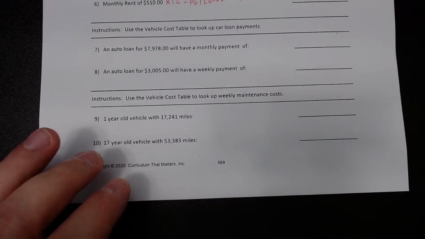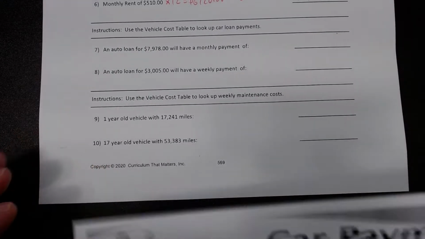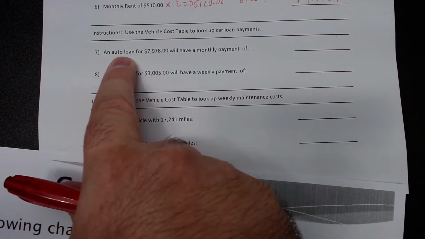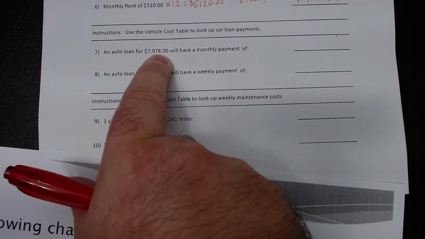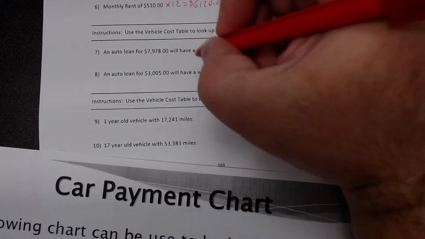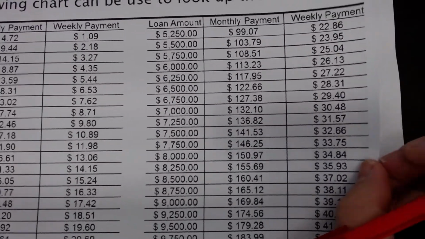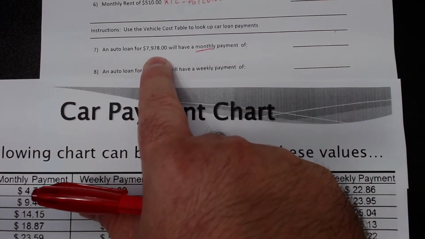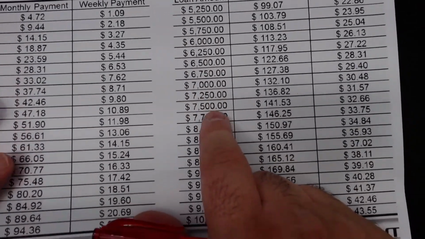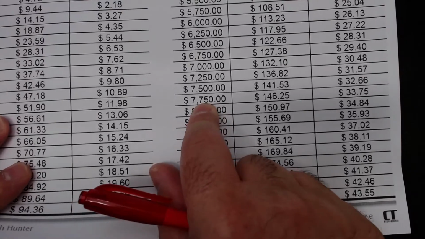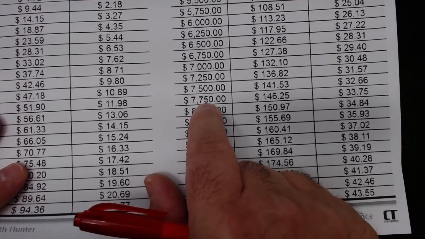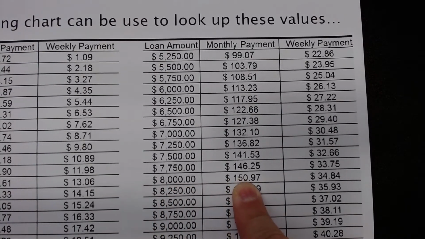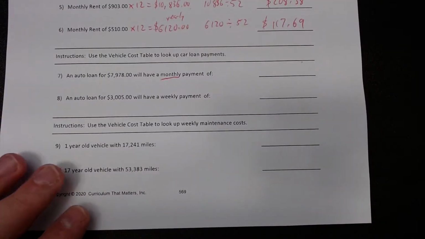Next one, the vehicle cost table. You go find my vehicle cost table. Come over here to this thing. So it says an auto loan for $7,978, and we want a monthly payment. So this is important right here because there's 2 columns on this, monthly and weekly. So if it says 7,978, we're going to have to go to 8,000 because otherwise we won't have enough money. So we're right here on this column, and then we want monthly. So this column is monthly, $150.97.